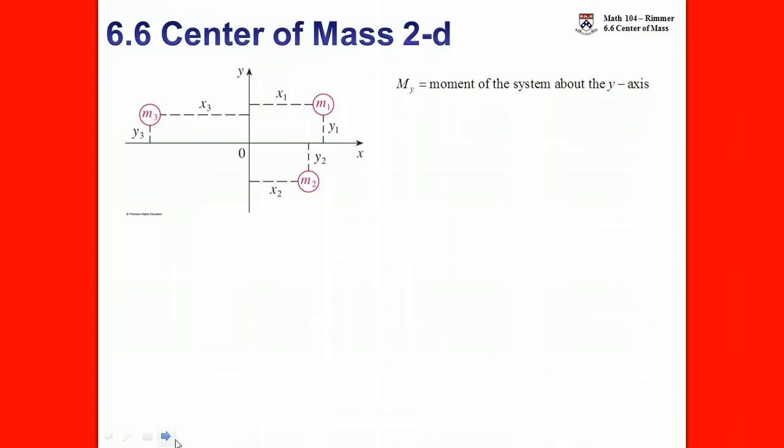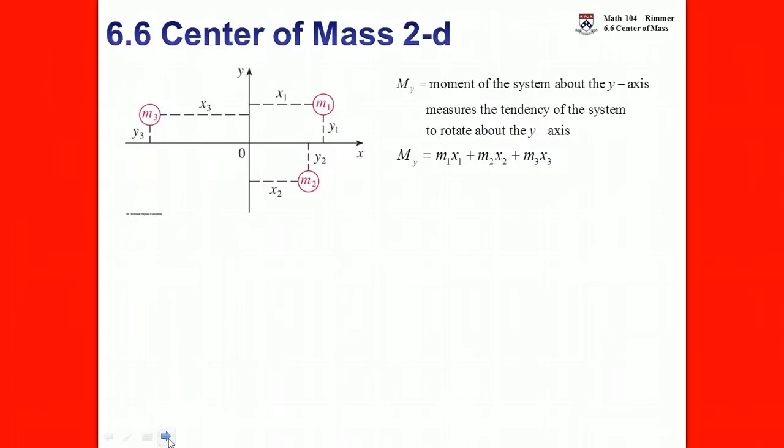I call M sub y the moment about the y-axis, and it's supposed to measure the tendency of the system to rotate about the y-axis. And so it would be the same thing: just multiply moments times masses. The distance off the y-axis is x, and the distance off the x-axis is y. So if I want the moment about the y-axis, I have to use these x distances. But if I want the moment about the x-axis, I have to use the y distances. That's why the variables get mixed up like that, but the formula is the same.